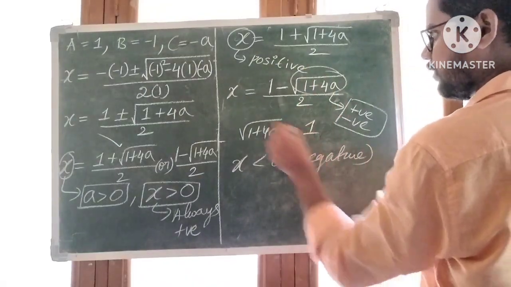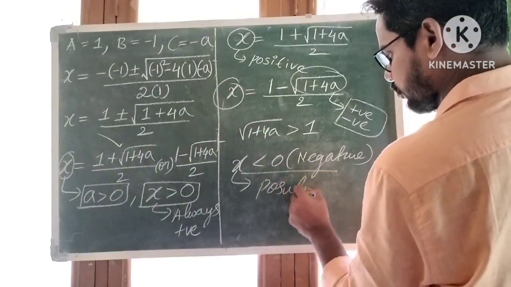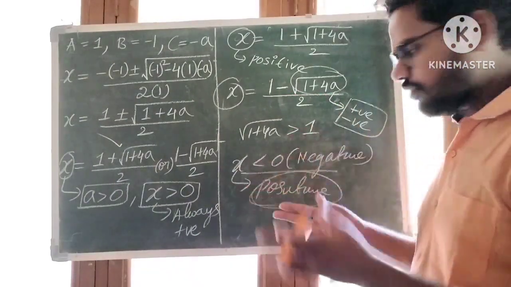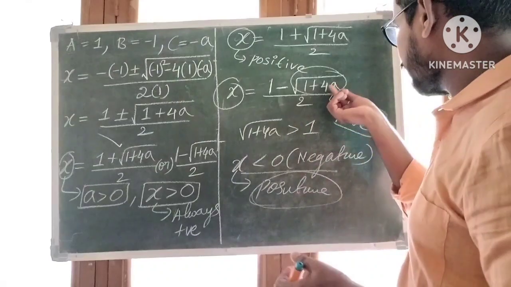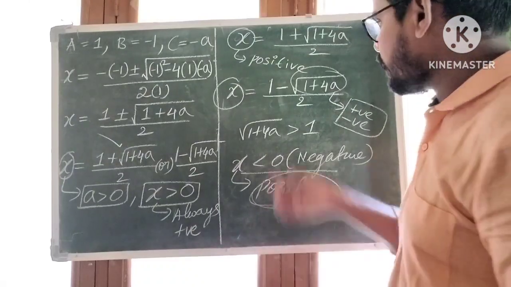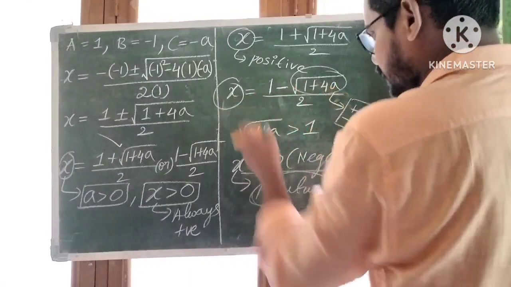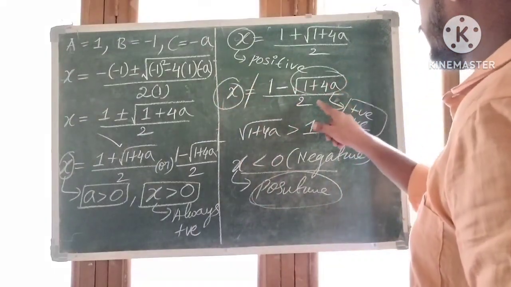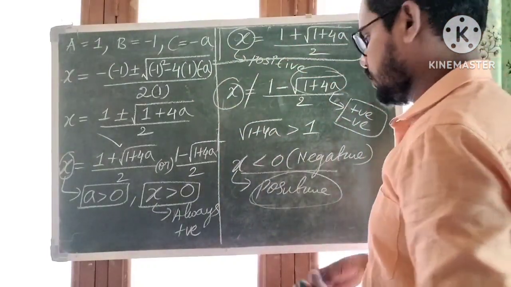If this value is greater than 1, the x value will be negative, but x cannot be negative, it is always positive. So if root over 1 plus 4a is greater than 1, then for example if a is equal to 1, root 5 is obviously greater than 1. If root 5 is greater than 1, then 1 minus root 5, you will get which type of value? A negative value. So x cannot be negative, x is always positive. So x cannot be equal to 1 minus root over 1 plus 4a, by 2. The only possible solution is 1 plus root over 1 plus 4a, by 2. Hence, proved.